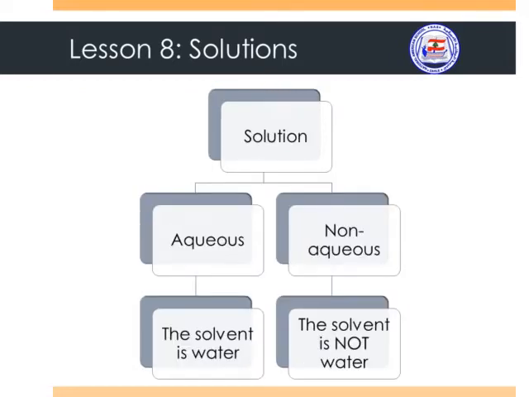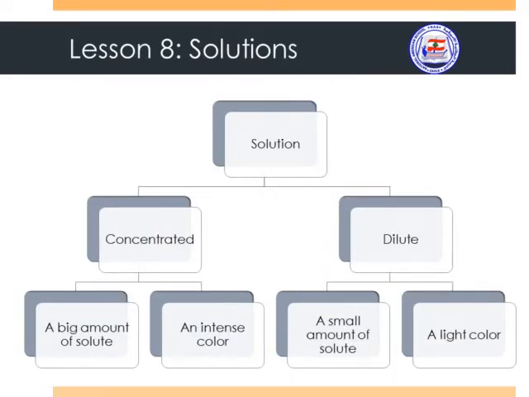If the solvent in a solution is water, then this solution is called aqueous. And if not, then we call it non-aqueous. A solution can be either concentrated or dilute based on the amount of solute. If it has a big amount of solute, we call it concentrated and it will have an intense color. And if it has a small amount of solute, then we call it a dilute solution and it will have a light color.